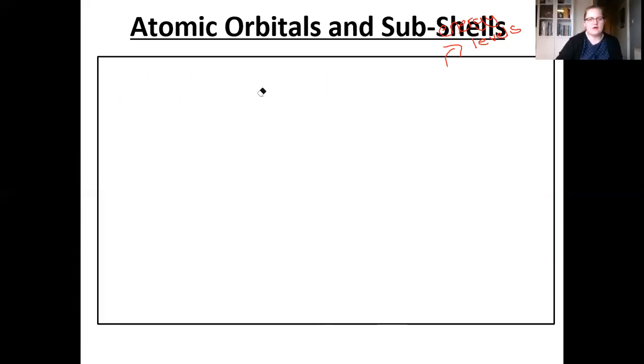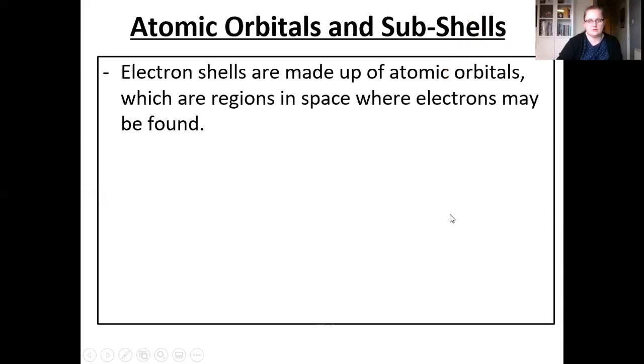So atomic orbitals and subshells. What starts to happen here is electron shells are made up of atomic orbitals. So this is something new. We haven't really spoken about orbitals before. And these are regions in space where electrons may be found.